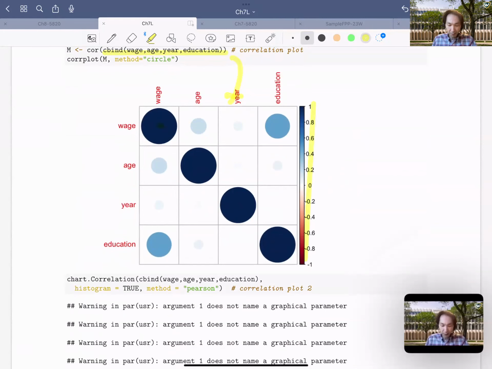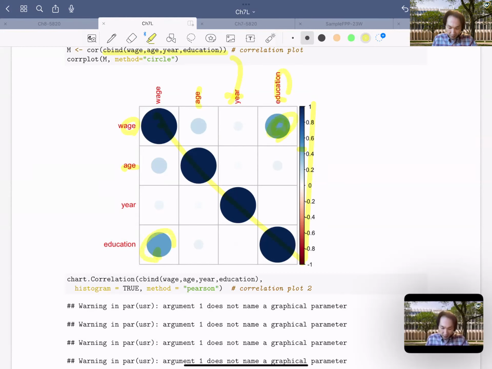Obviously, wage and wage has a correlation of 1. For the same variable, the correlation is always 1, so these are trivial parts. And for the other part, you can see that wage and education are highly correlated, maybe a correlation of 0.5. This is just by color, so it's not exactly clear, but it looks about 0.5.